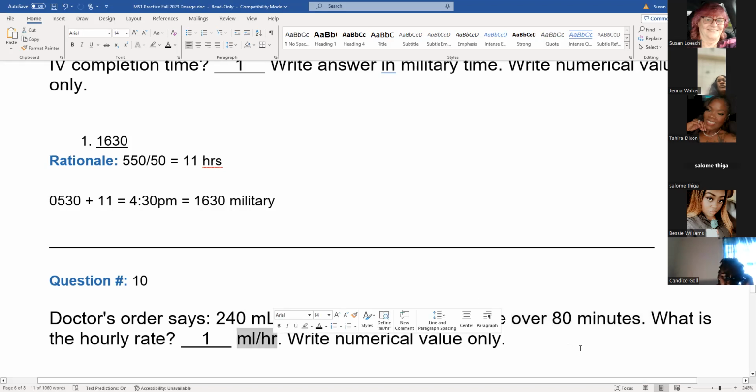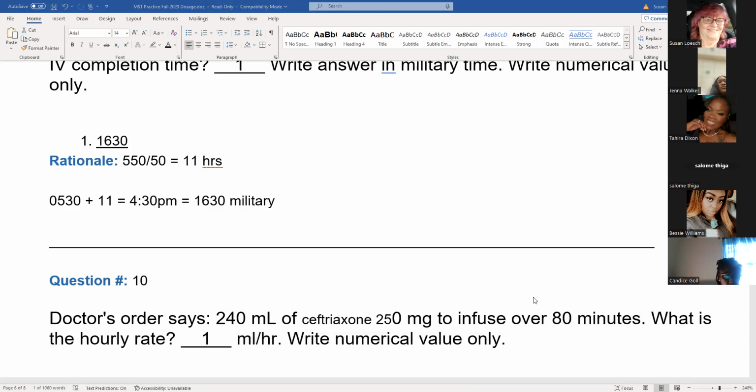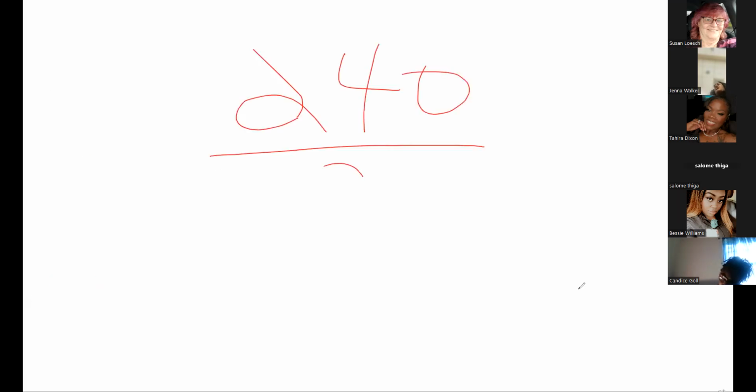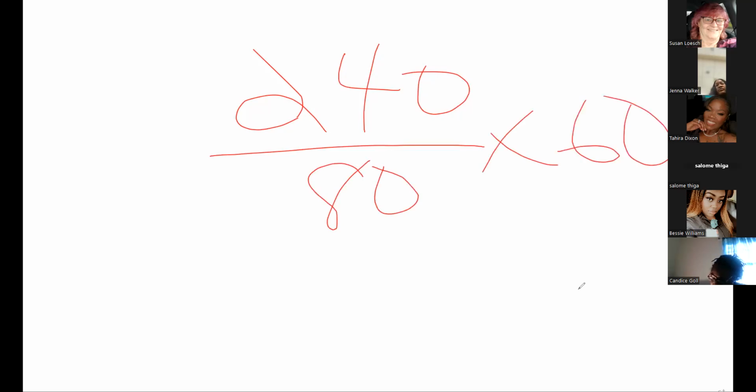So for this one, again, I'm going right back to that formula. 240 divided by 80 times 60. That's how I'm going to convert. I multiply my answer by 60. And I got 180 there.